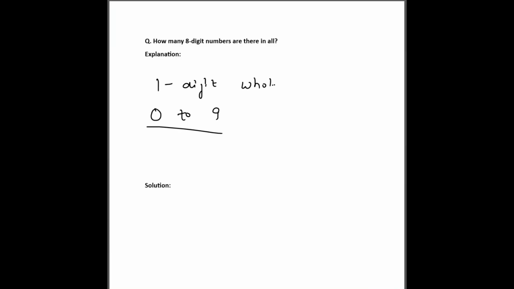If somebody is asking me how many one digit whole numbers are there, one of the ways I can easily count them is from 0 to 9, which is 0, 1, 2, 3, 4, 5, 6, 7, 8 and 9. You can count them all. How many are there? There are total 10. 1, 2, 3, 4, 5, 6, 7, 8, 9 and 10. So the answer for this would be 10 one digit whole numbers.